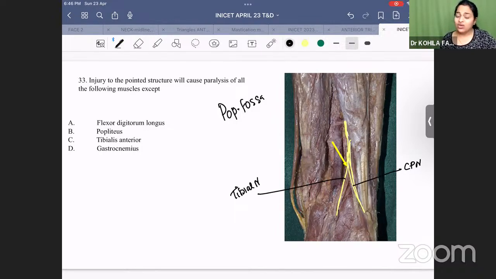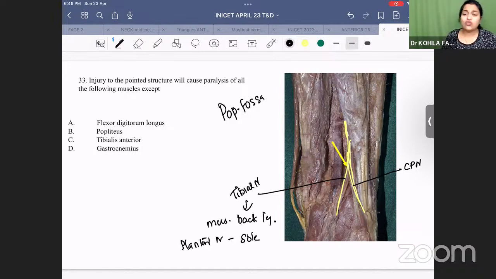Once they asked the same question, but without an image. I just put an image here. What does the tibial nerve supply? It is going to supply all the muscles in the back of the leg. It will also give rise to the plantar nerves, the medial and lateral plantar nerves, that supply the muscles in the sole of the foot. So which of these can the tibial nerve supply? Flexor digitorum longus, popliteus, soleus, gastrocnemius, all are supplied by the tibial nerve.